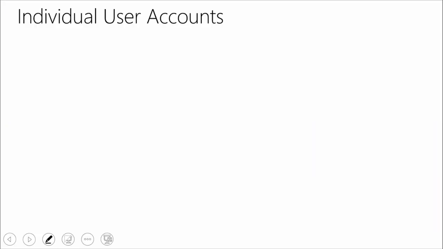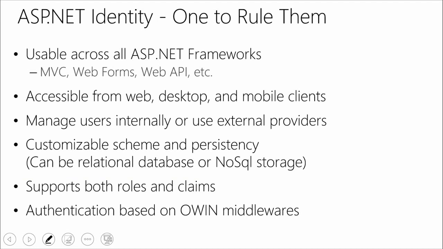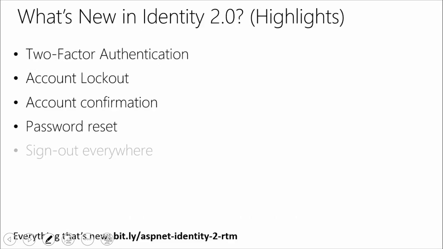All right, individual user accounts. I'm not going to read all these because I'm feeling tired, but the basic idea here: ASP.NET Identity is set up to work across all of these different systems. We're talking today about MVC, but if you're using Web API, SignalR, Web Forms in the same application, it's going to work across all of them.